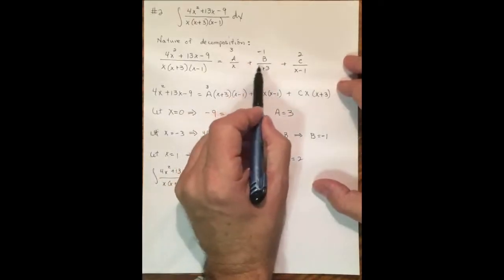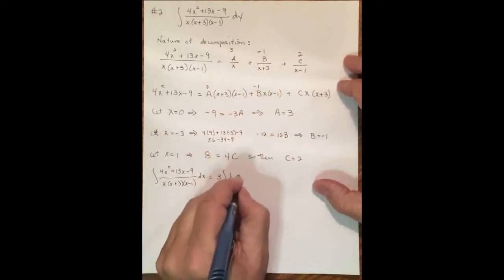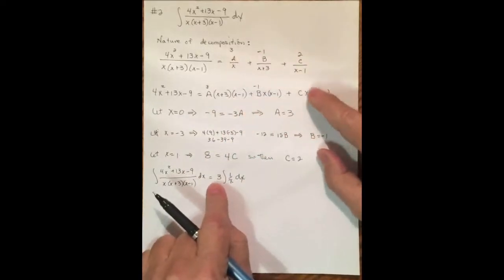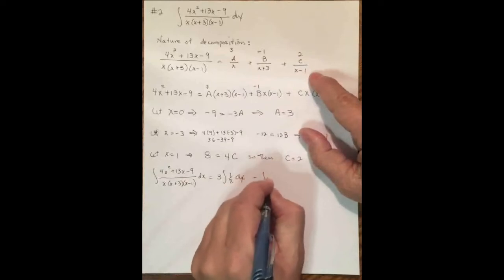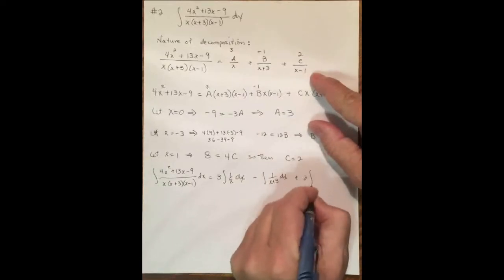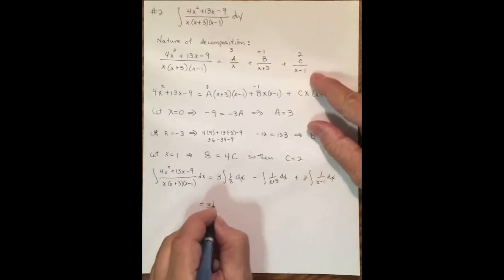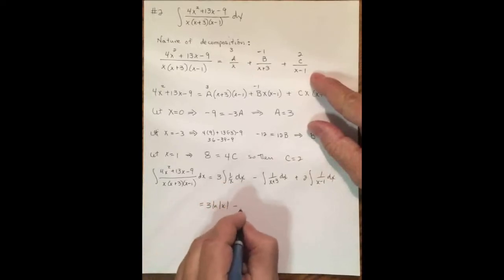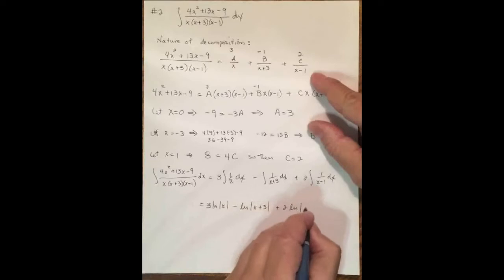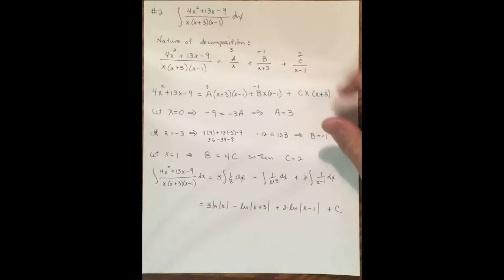So what I'm going to do is just integrate each term. So this is going to be equal to 3, the integral of 1 over x dx. We know that a is 3, so I'm factoring that out. Now we know b is minus 1, so this is minus the integral of 1 over x plus 3 dx. And then 2, the integral of 1 over x minus 1 dx. And that's it, folks. This is 3 natural log absolute value of x minus the natural log of x plus 3 plus 2 natural log x minus 1. And of course, the constant.